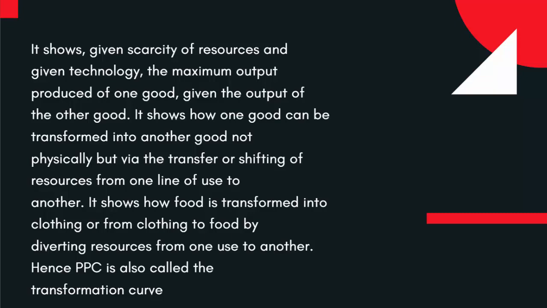It shows how one good can be transformed into another good not physically but via the transfer or shifting of resources from one line of use to another. It shows how food is transformed into clothing or from clothing to food by diverting resources from one use to another. Hence PPC is also called the transformation curve.